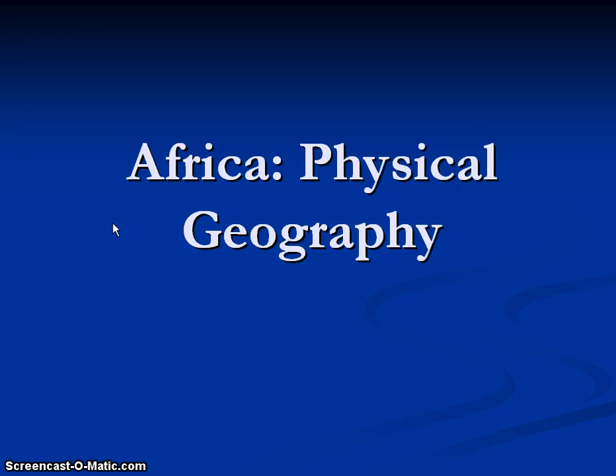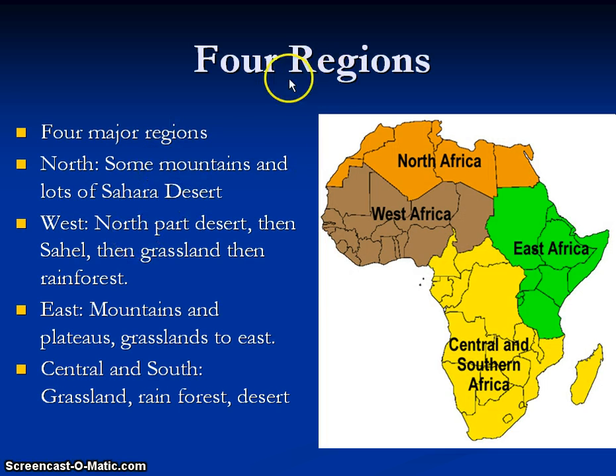So Africa Physical Geography, this is for Chapter 1 and Lesson 1. And there are four main regions in Africa. We got North, West, East, and then they combine Central and Southern Africa. The four major regions basically have unique and different characteristics, some shared parts, but they are different as well.